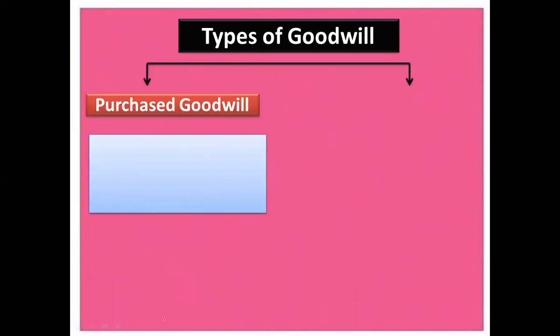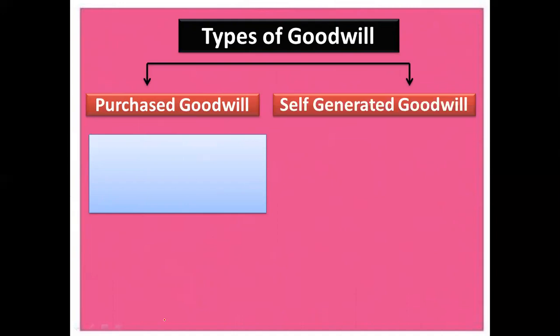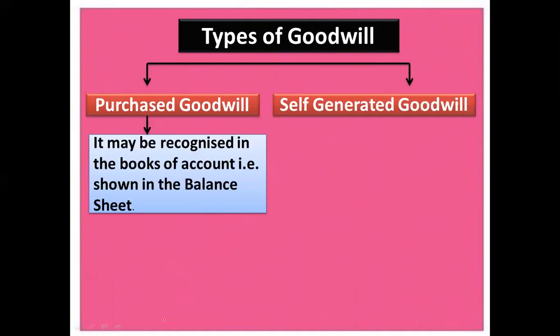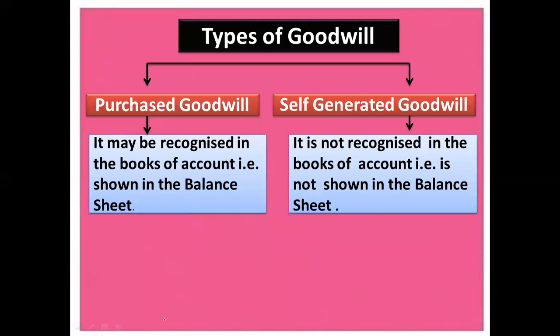Now, why is there a need to understand types of goodwill? Let's see. As we know, there are two types of goodwill, purchase goodwill and self-generated goodwill. Purchase goodwill may be recognized in the books of account and shown in the balance sheet. Just like when any asset is purchased, we show it in the balance sheet, in the similar way, when you are buying goodwill by making some payment, it will also be shown in the balance sheet. But self-generated goodwill is not recognized in the books of account and is not shown in the balance sheet.